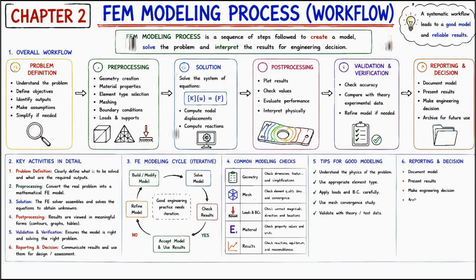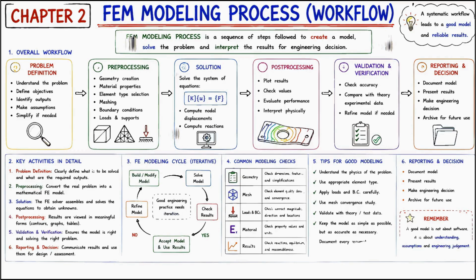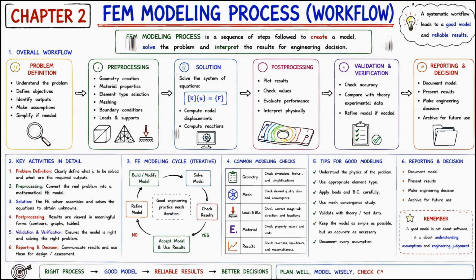Finally, we reach reporting and decision-making. The complete analysis is documented, engineering conclusions are drawn, and the results are used for design, assessment, or future reference. Notice the circular diagram shown below. Finite element modeling is often an iterative process. If the results are not satisfactory, engineers modify the model, improve the mesh, and solve it again until reliable results are obtained.